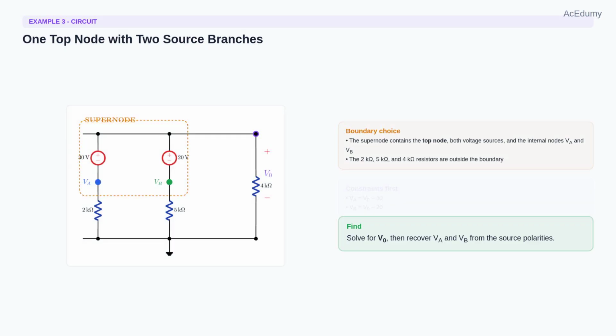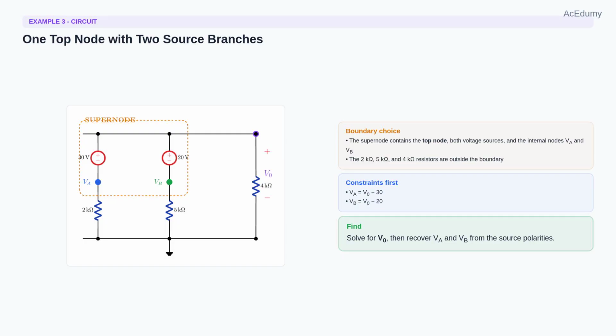Now example 3. There is one common top node, labeled V0, across the 4 kilo-ohm resistor on the right. 3 branches connect that top node to the bottom reference rail. The left branch has a 30-volt source on top and a 2 kilo-ohm resistor below it. The middle branch has a 20-volt source on top and a 5 kilo-ohm resistor below it. The right branch is just a 4 kilo-ohm resistor.